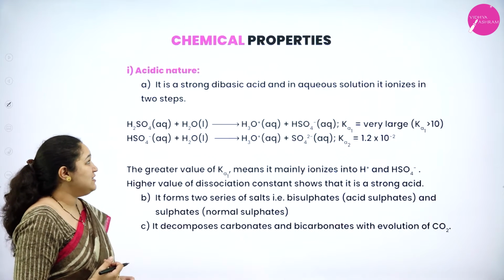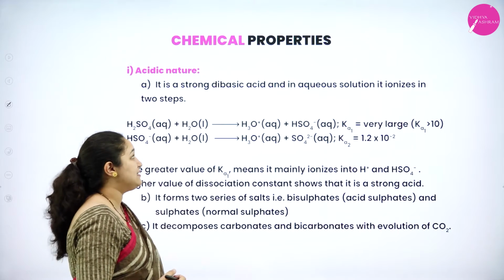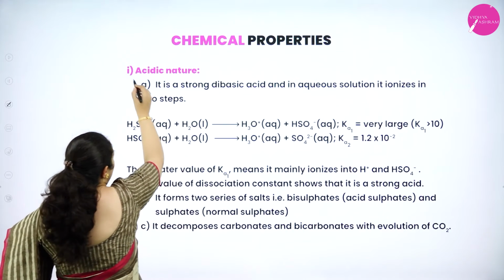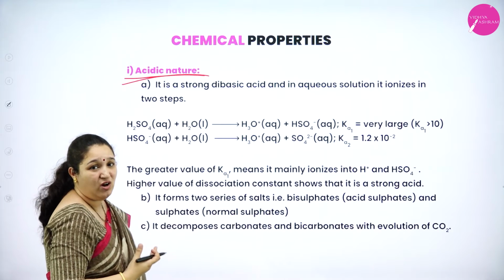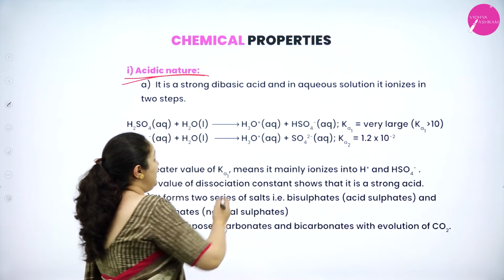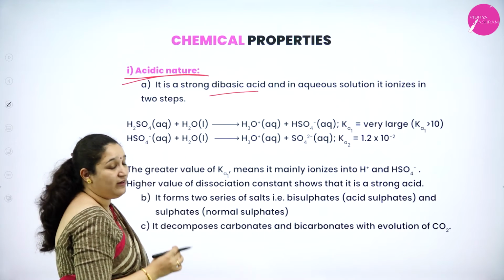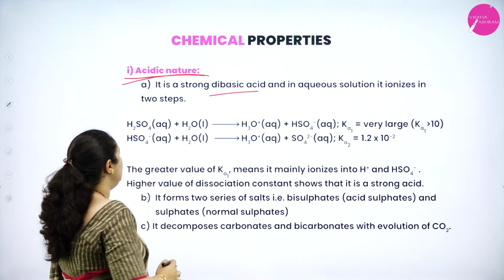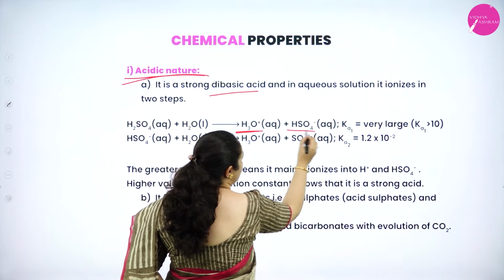Next is chemical properties of sulfuric acid. So what is the first property? It is acidic nature. We know it is a very strong acid, isn't it? So it is a dibasic acid. It will ionize to give H plus ion, that is H2SO4 with water will form H3O plus and HSO4 minus.